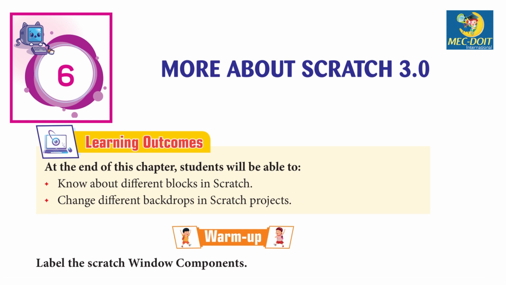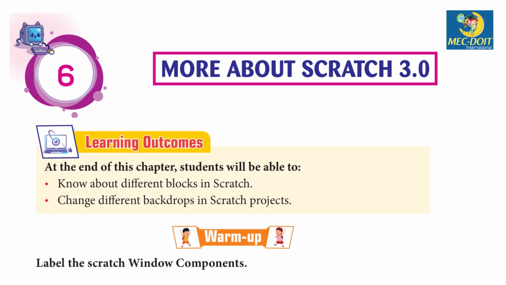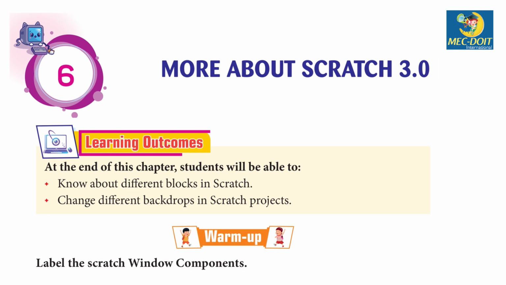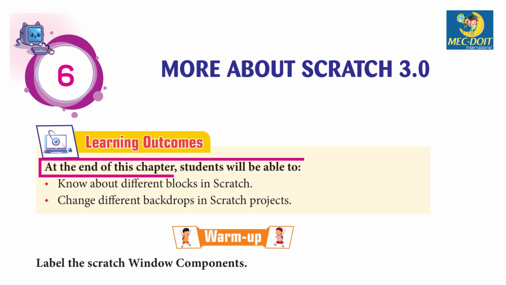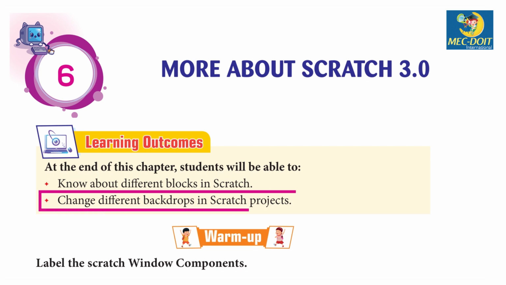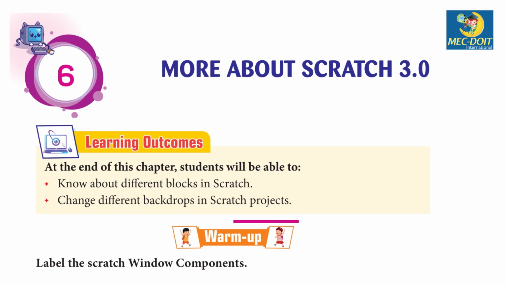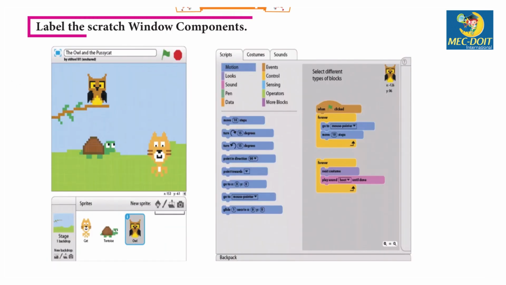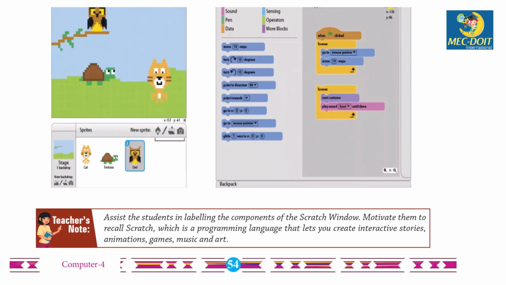Chapter 6. More about Scratch 3.0. Learning outcomes. At the end of this chapter, students will be able to know about different blocks in Scratch, change different backdrops in Scratch projects, warm up, label the Scratch window components.